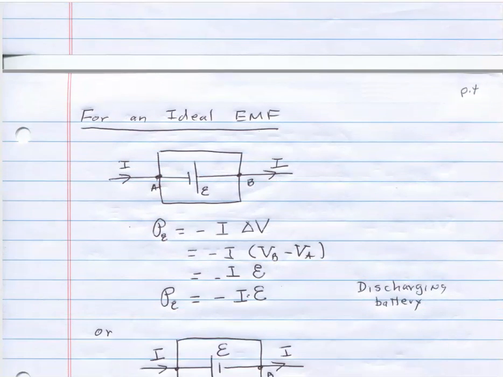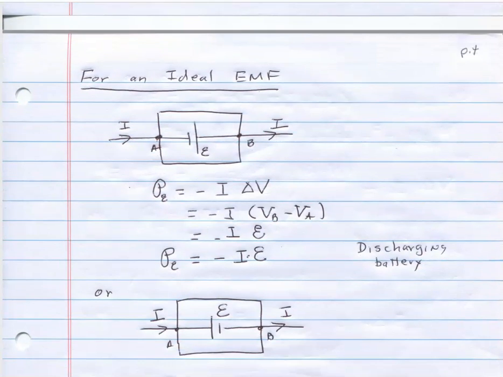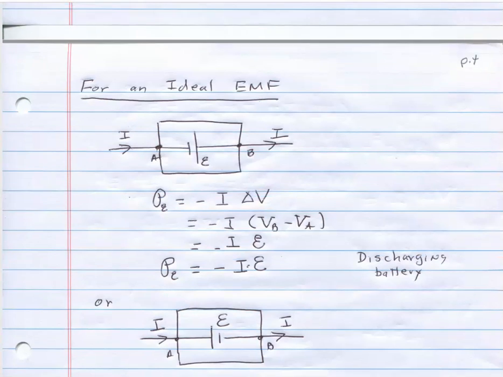For an ideal EMF, that situation's a little bit different. So let's look at the case where in our black box we've got just a pure circuit element, which is just an ideal EMF of voltage E, current going in this direction. Same story. The power, in this case, to the circuit element is minus I delta V. That's our general relationship.